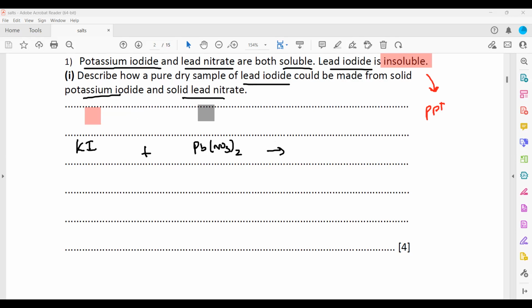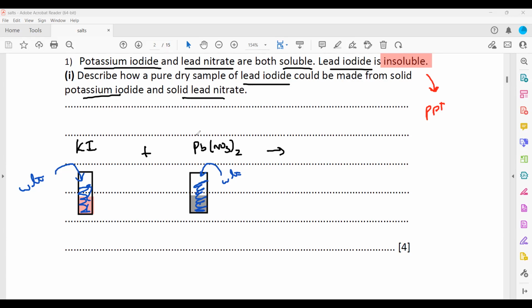First thing we have to do is make the solution. So we will add water: take a test tube, add solid potassium iodide, and then fill it with distilled water. Water is added, and as a result it will make a solution. Same thing with lead nitrate, which is a solid. We add it to a test tube and add water. When we add water, it will also dissolve because both are soluble. So now we have these two solutions.